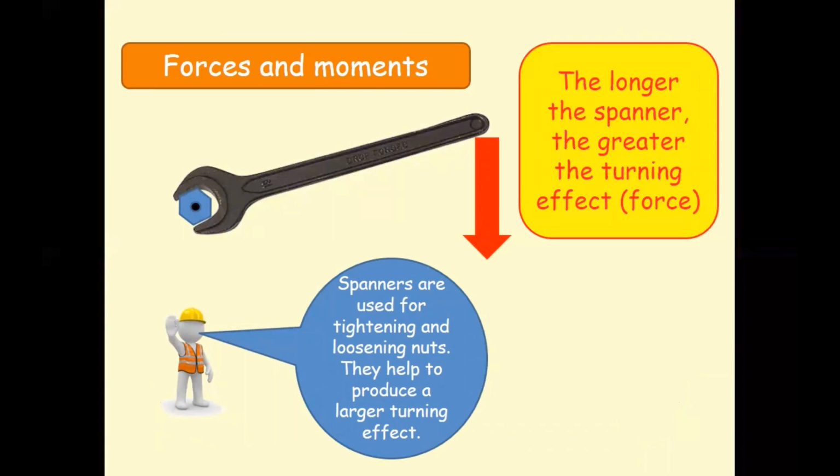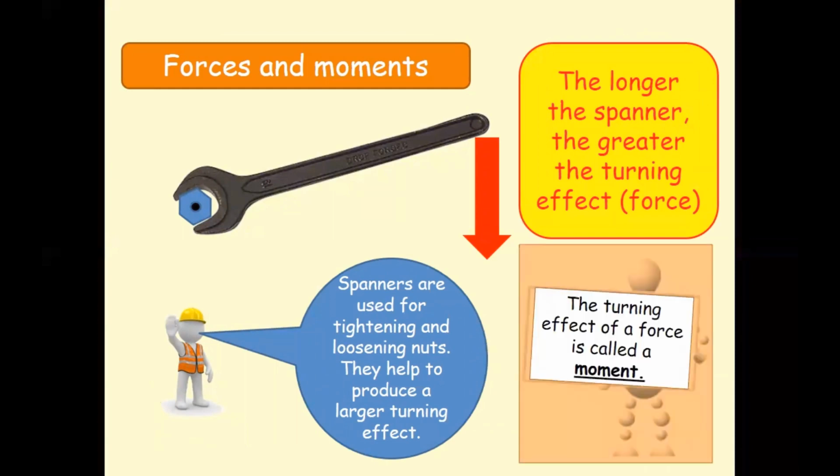Like if we have a smaller spanner, then definitely we will have great difficulty rotating it, okay? So there are two factors that determine the turning effect. Number one, the magnitude of the force that we apply. Secondly, the perpendicular distance of the pull, through which we try to cover the distance, the displacement.